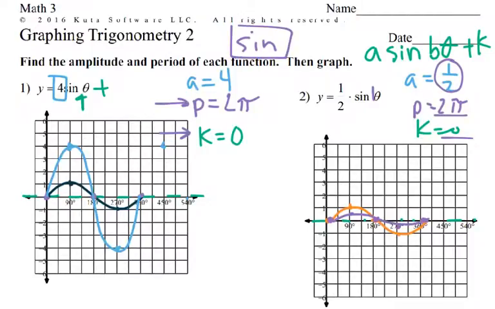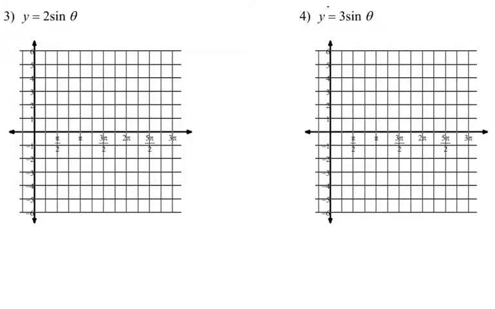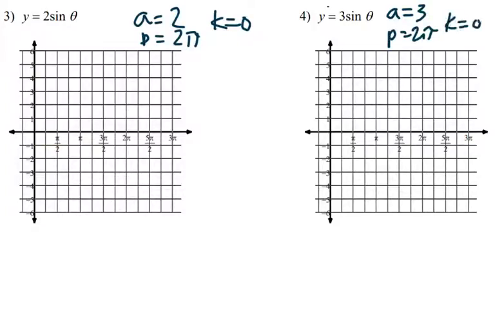Alright? So it really comes down to having those 5 points from the parent graph, and then understanding how they get affected by each one of these. Alright. So, 3 and 4, you look at these, you should realize, hey, these ones are going to be pretty simple again. Got an amplitude of 2. My period is going to be 2 pi, because there's no number, and my midline is going to be 0. Same with this one. My amplitude is 3, period is 2 pi, my k is 0.